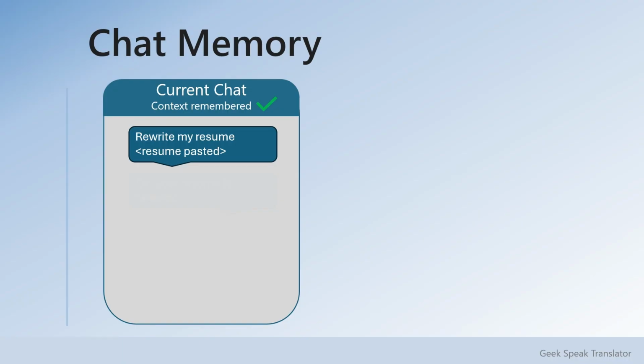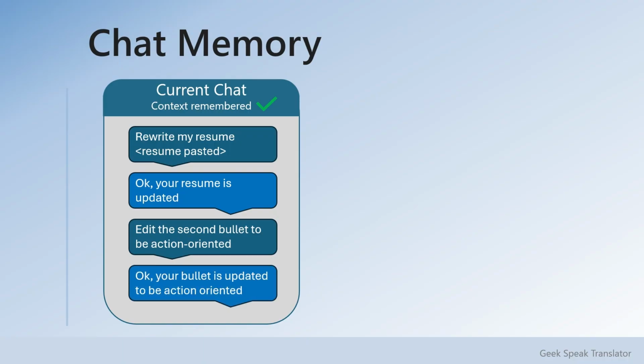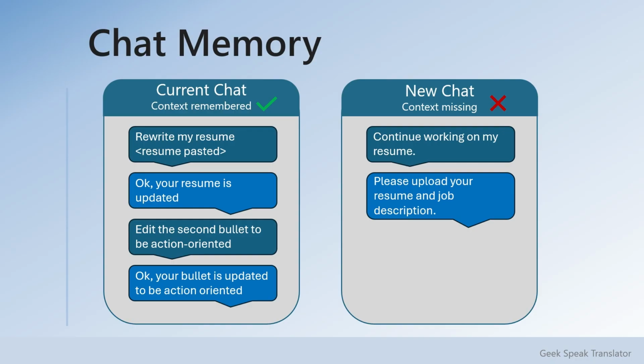Once you've started a conversation with your resume pasted into the chat, you can continue to iterate, and it will remember the details of your resume. Each prompt builds on the previous one because the AI still has that context in the chat. If you start a new chat, it will no longer have the context of your pasted resume, and it will ask for it. That's because a new chat usually means a fresh memory.